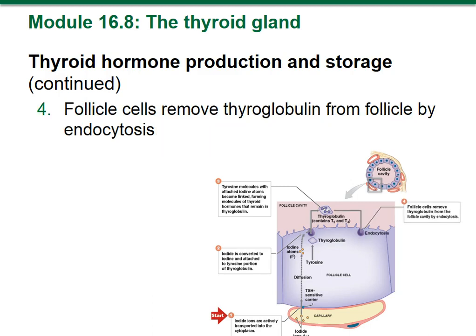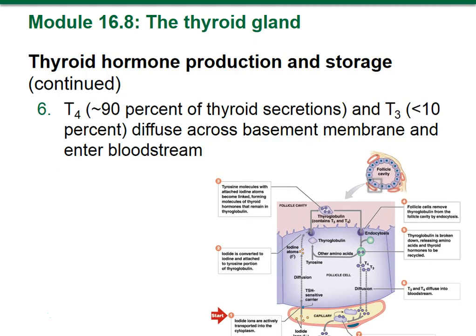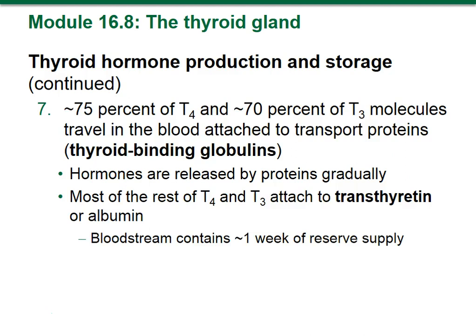The follicle cells will remove thyroglobulin from the follicle by endocytosis. And the lysosomal enzymes will break down the thyroglobulin. And that releases the thyroid hormones and the amino acids into the cytoplasm. And then we'll use all that extra amino acid to produce more thyroglobulin in the end. T4 is 90% of the thyroid secretions. T3 is less than 10%. They will go across the basement membrane and into the bloodstream.